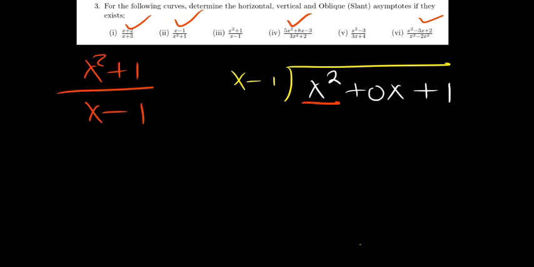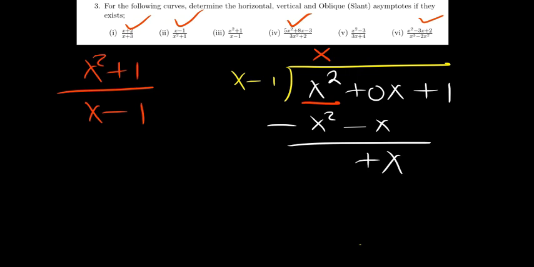X into x squared is going to be x. Now multiply that x with whatever we're dividing with. So we are going to end up with x squared minus x. And then we'll subtract. This will cancel, and then we remain with 0x minus x. That will be positive x. Divide by positive x, again you're going to have a 1. And then you multiply the 1 with whatever is here. You're going to have x minus 1.